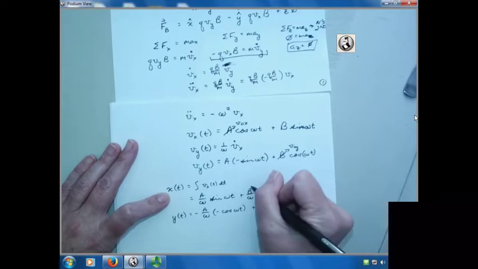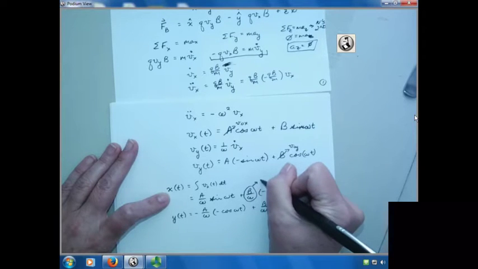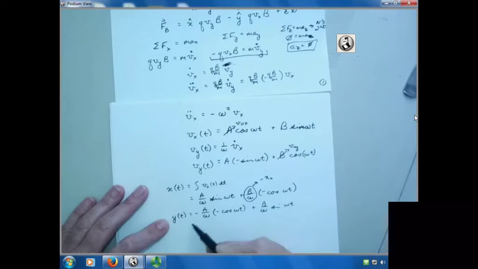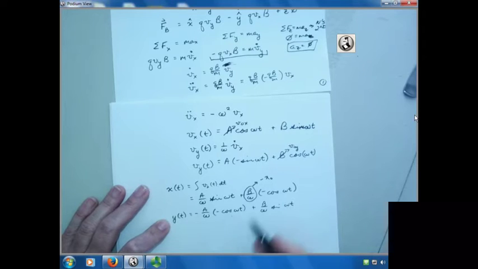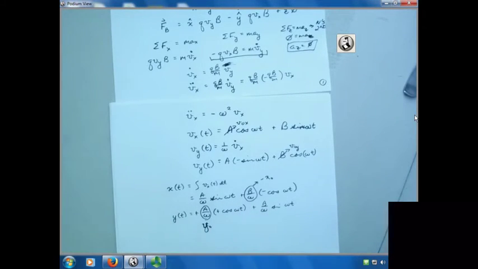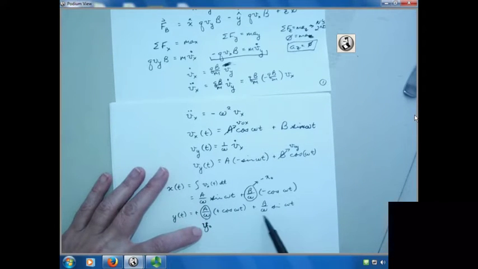So I'll just go ahead and do it this way. B over omega must be equal to negative x naught. How's that? And when I evaluate y at t equals 0, I see this guy is 0, and y naught must be a over omega. Okay. Same thing here, that must be y naught, and that must be x naught.